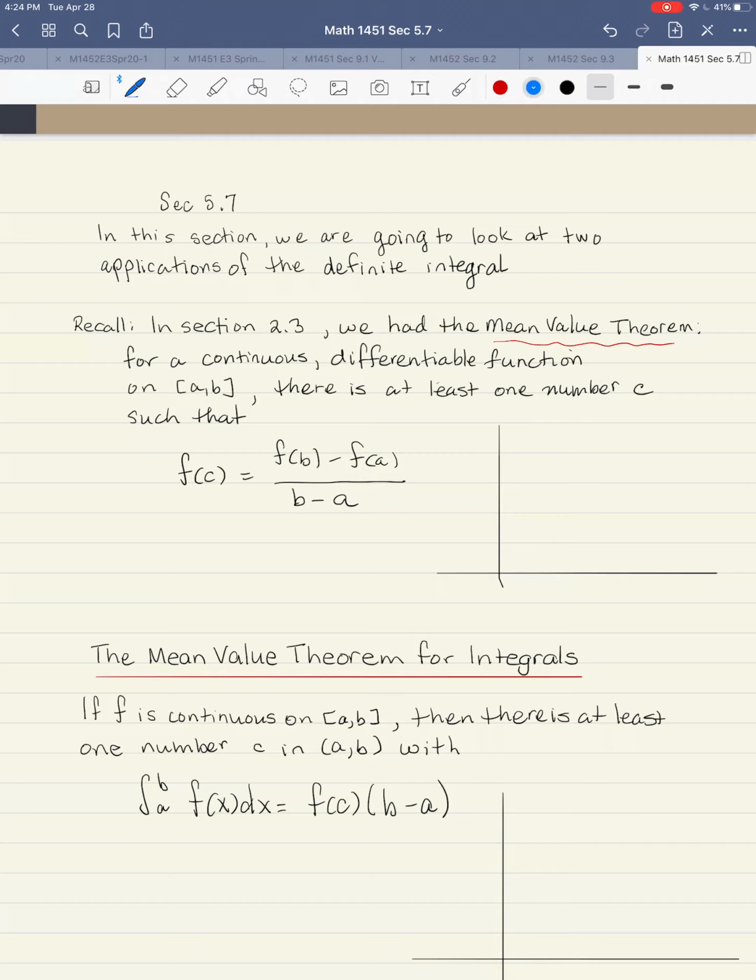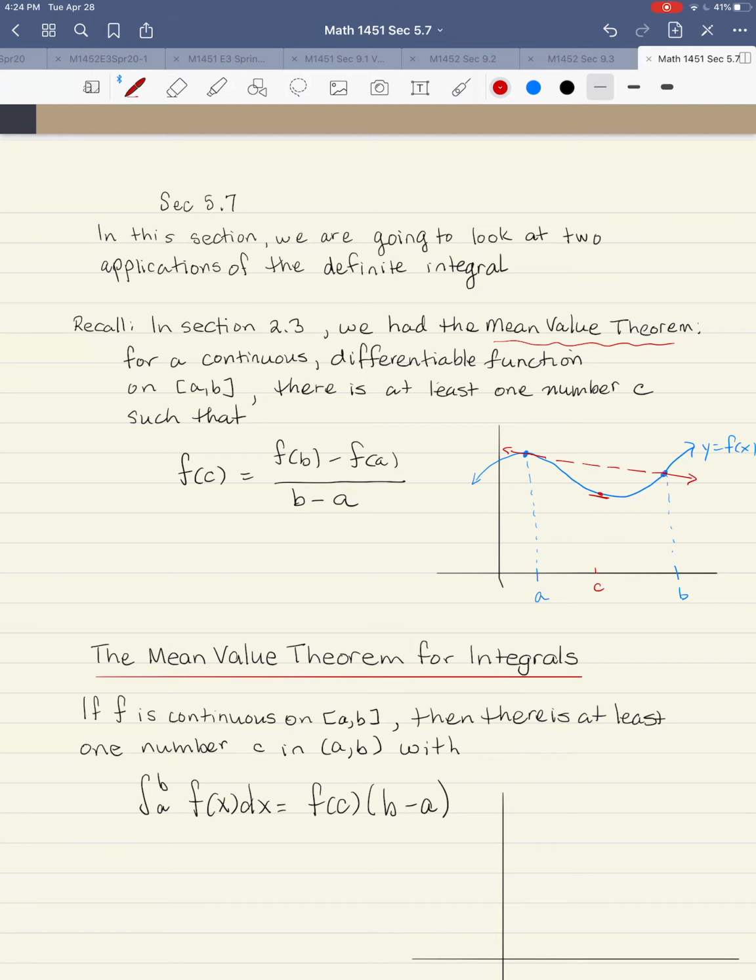This mean value theorem said that if we had a continuous function defined on a closed interval, maybe something like this, then there's at least one number in this interval at which the slope of the tangent line is equal to the slope of the line that connects the two endpoints. Here's the f of b minus f of a divided by b minus a. There's the line through the two endpoints. That's the expression on the right-hand side.